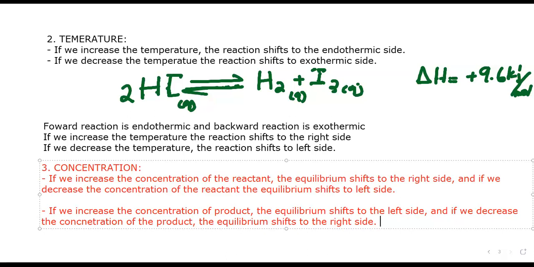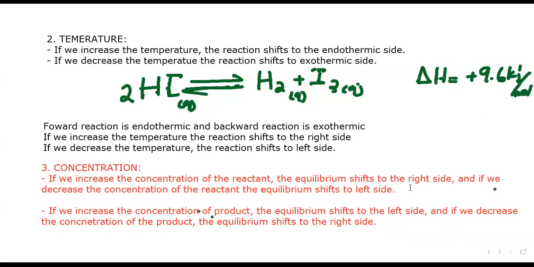Similarly, if my product is too little, the equilibrium will go to the right side. Why is it going to go to the right side? Because I need to increase my concentration of product back to normal. So my reaction is going to go forward so that the reactant is converted into product and the amount of product increases.